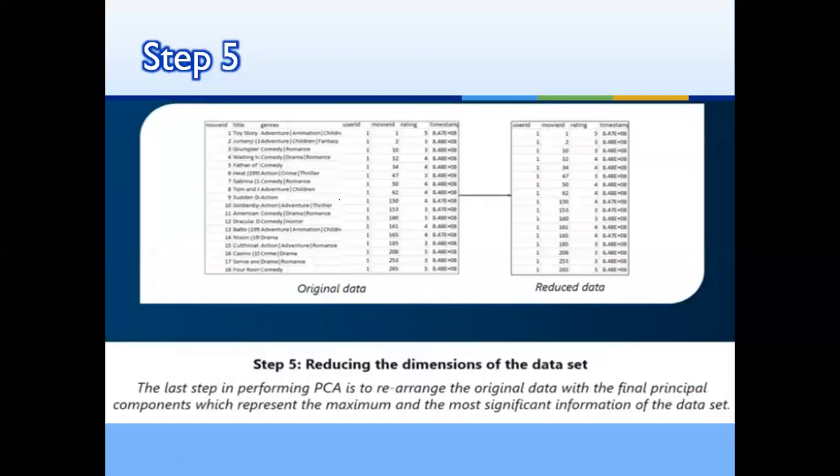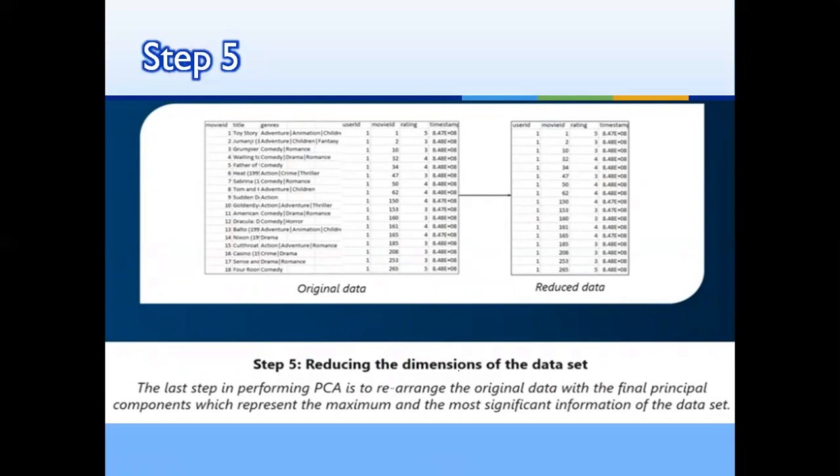Then once you have found the first K principal components, those are important for your analysis only. Those are providing maximum information. You can reduce the dimension of the data set. So this is the last step in performing principal component analysis, which is the process to rearrange the original data with the final principal components, which represent the maximum and the most significant information of the data set.